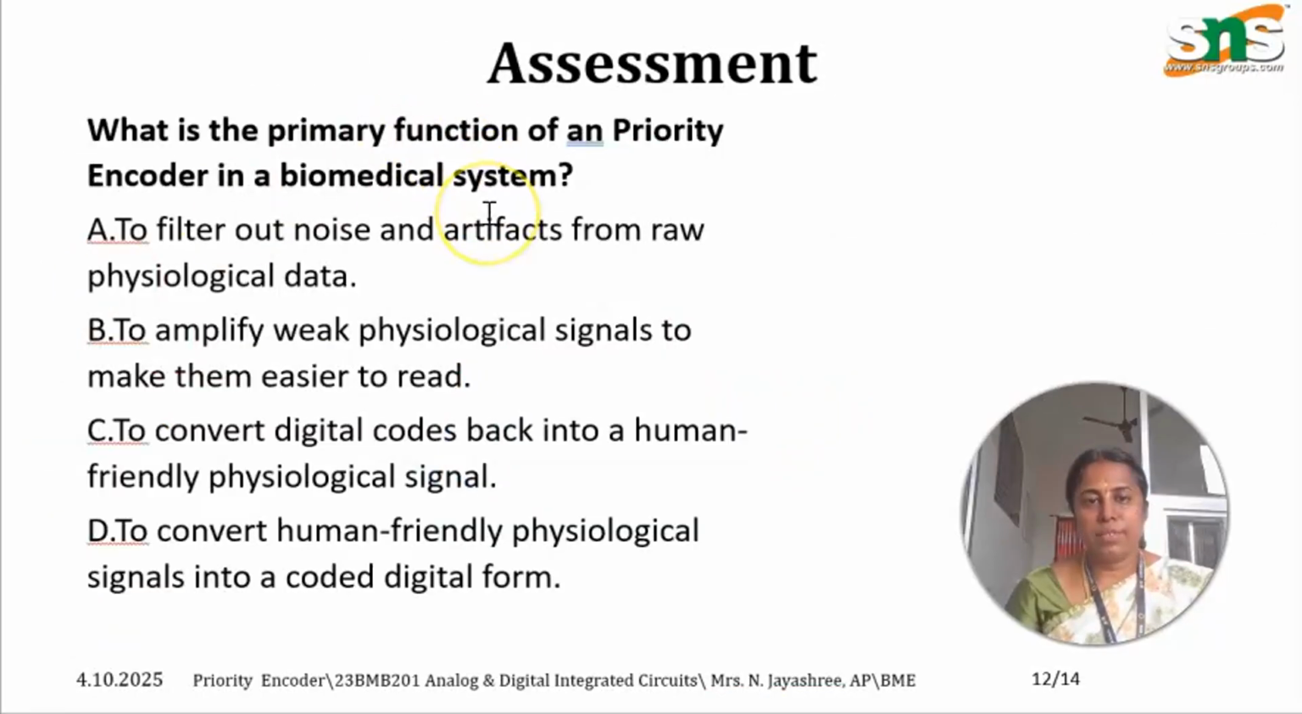These are the assessment questions about the priority encoder. What is the primary function of the priority encoder in a biomedical circuit? We have four options. Out of these four options, students, let me know your answers.